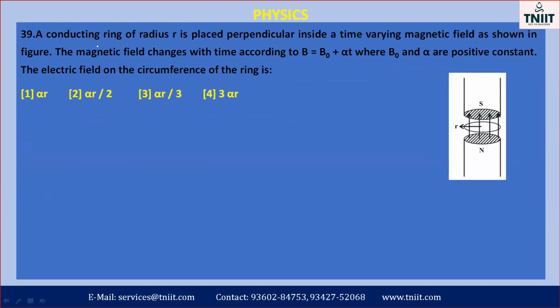Yes. There is a conducting ring of radius R. Magnetic field is varying as shown in the figure. And this magnetic field keeps on changing, which is given by B naught plus alpha times t, where B naught and alpha are constants. They're expecting you to find what is the electric field on the circumference?